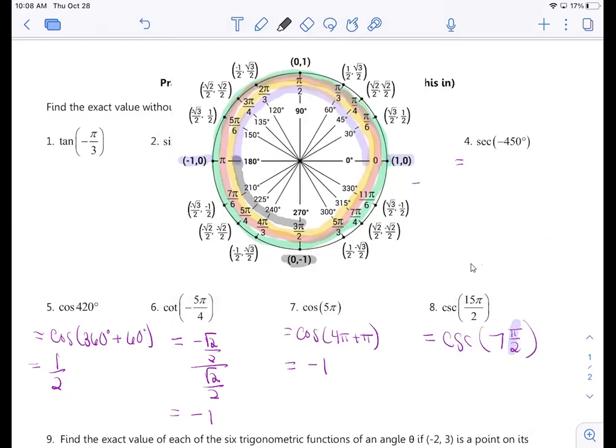Cosecant is the reciprocal of sine. Well, my sine is -1. So it would look like this, 1 over -1, which is just -1.